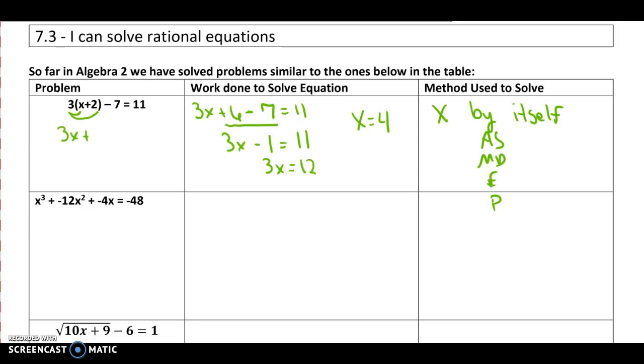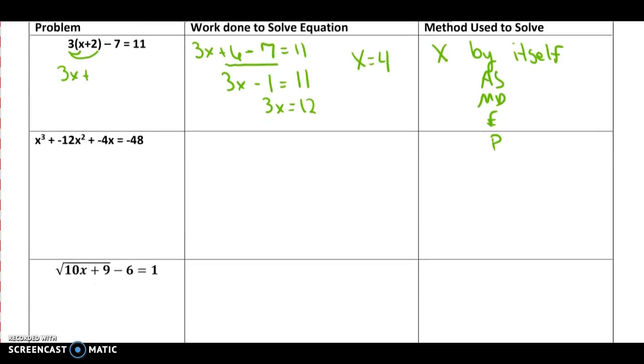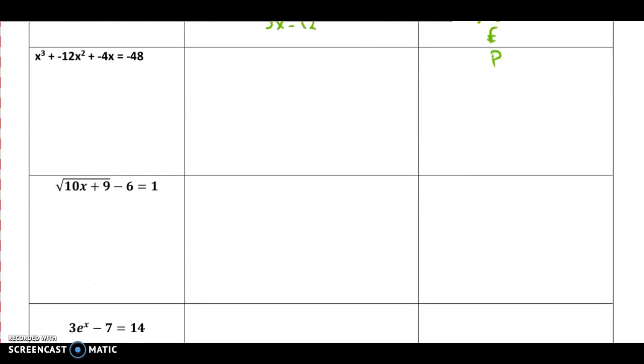In the next problem, when I have more than one type of x, my first job is to try to factor it. But I can't factor until I'm in standard form. That means highest power, cubed, squared, first power, to the constant. So I'm going to have to move that 48 over by adding it to the left side. When I'm ready to factor, I'm going to have x cubed plus negative 12x squared plus negative 4x plus 48, and now it equals 0.